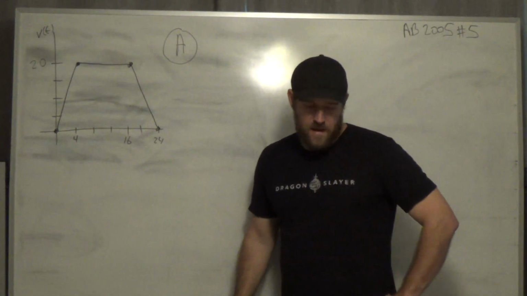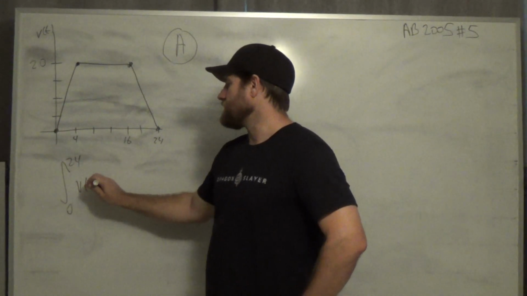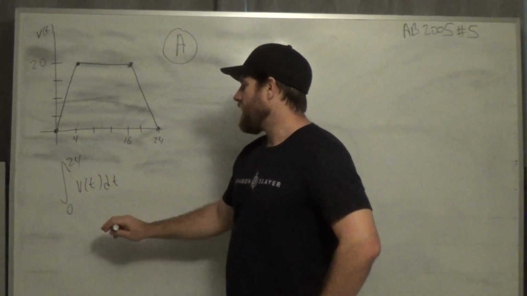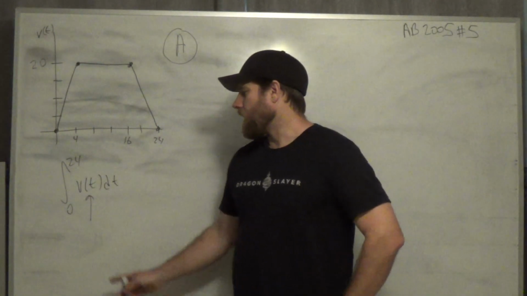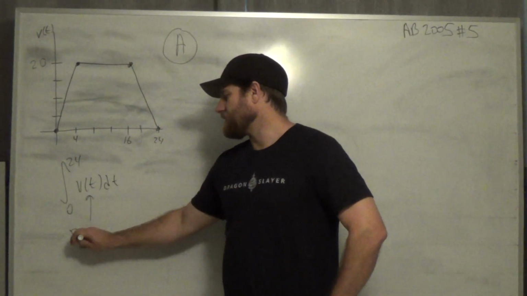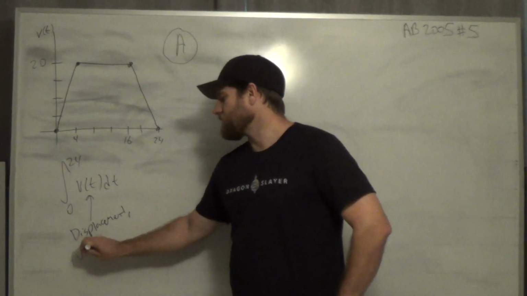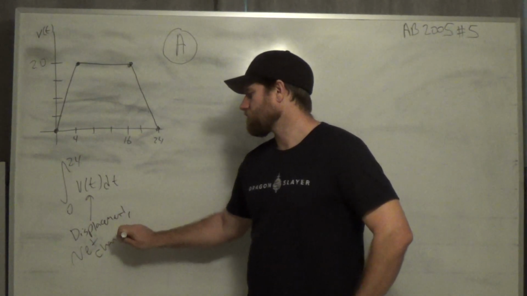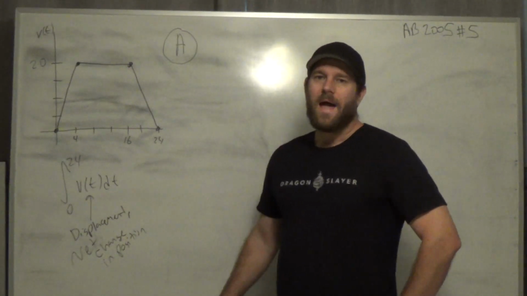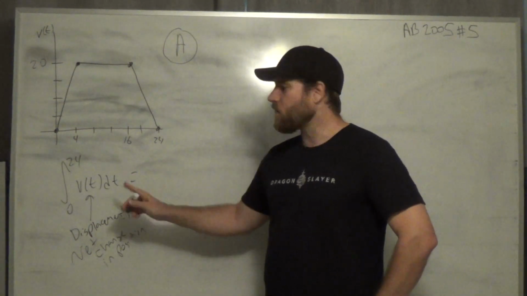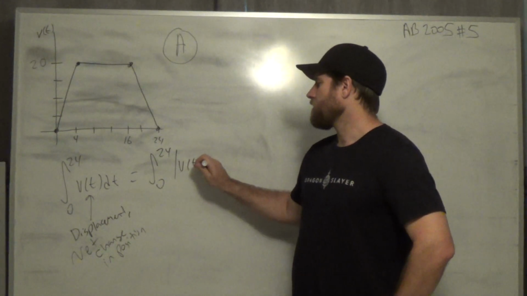Alright, so for part A, they want us to find the integral from 0 to 24 of v of t dt. And let's go ahead and first talk about what this means before we even find it. Remember, area underneath velocity gives the displacement. In other words, the net change in position. However, sometimes, not always, sometimes this equals this.